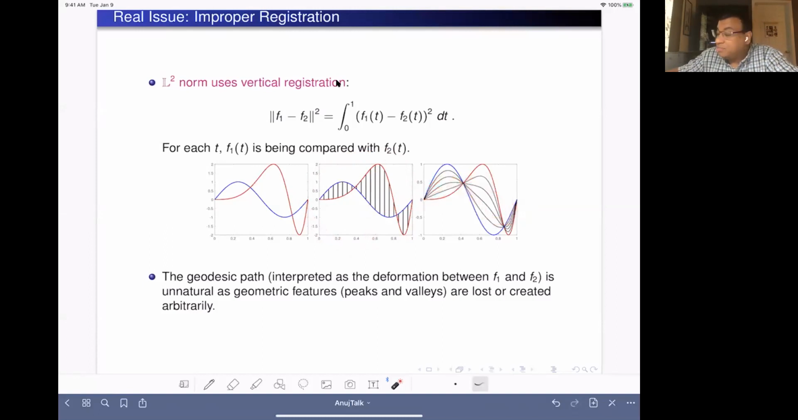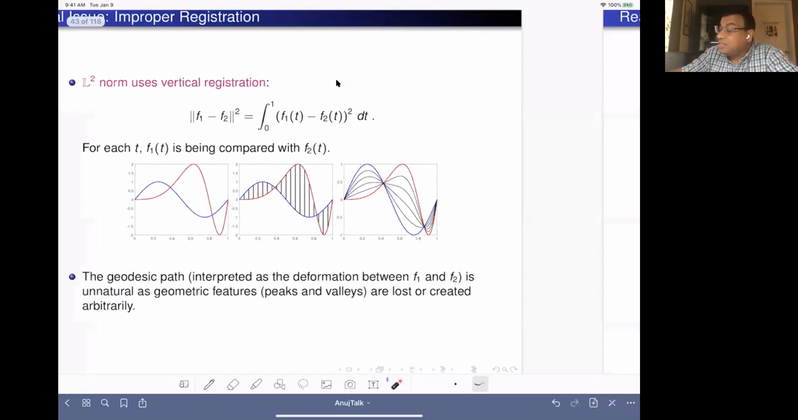One peak is dying down and another peak is getting created. And in the middle, I get functions which are neither peaks, completely shapeless. And the problem in this picture was that I assumed that F1 of t is matched with F2 of t in this comparison, that the registration, the correspondence between the functions, is vertical.